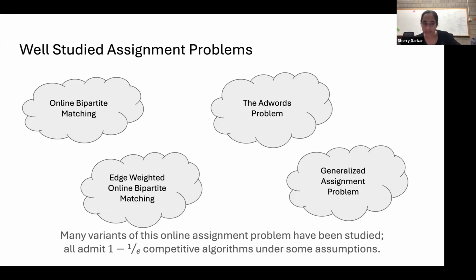They've all been well studied, and they all admit 1 minus 1 over e competitive algorithms under some assumptions. And furthermore, 1 minus 1 over e is the best you can get. This is an optimal competitive ratio. So in many ways, these problems have been resolved.